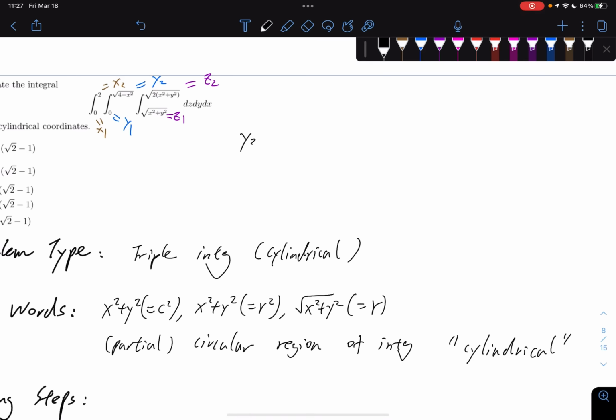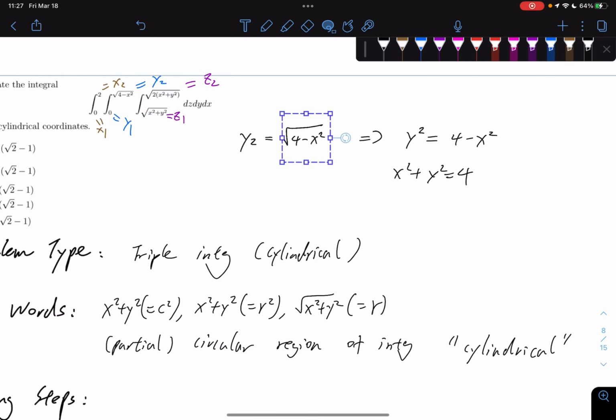So y2 equals the square root of 4 minus x squared. So if we square both sides, we will get y squared equals 4 minus x squared, and then x squared plus y squared equals 4, right? So this is obviously a circle. So you should be familiar with this, right? By looking at something in this formula, in this style, you think, hey, this might be a circle, the equation of a circle.